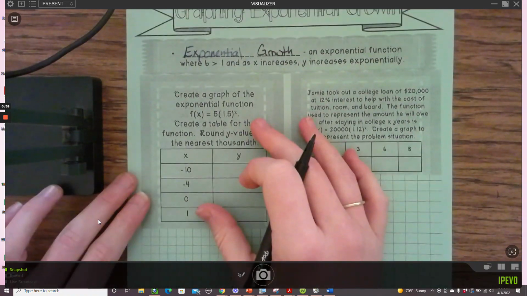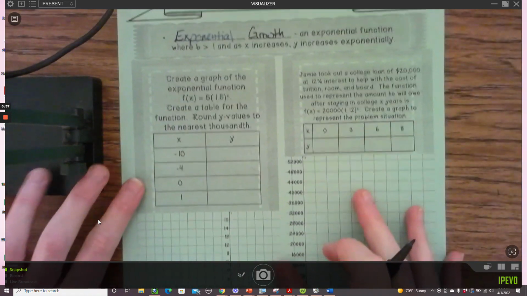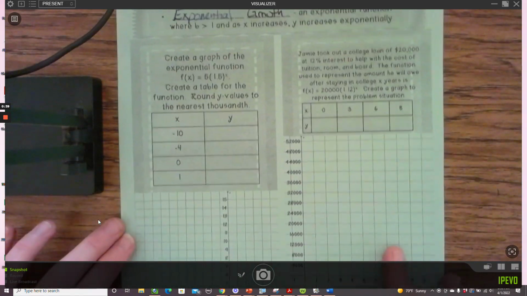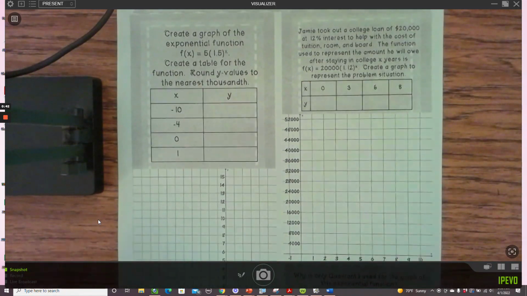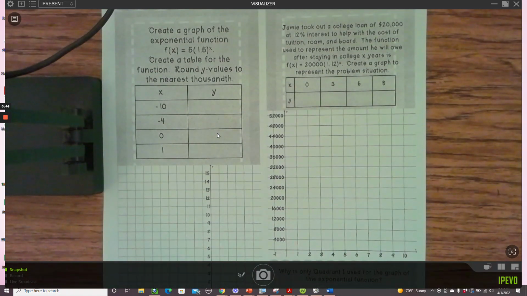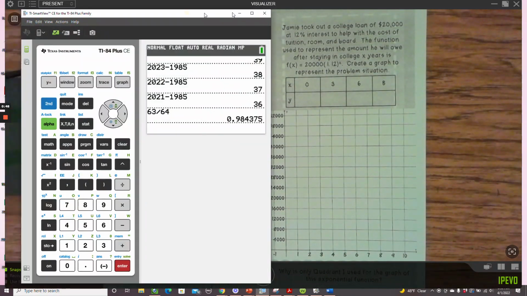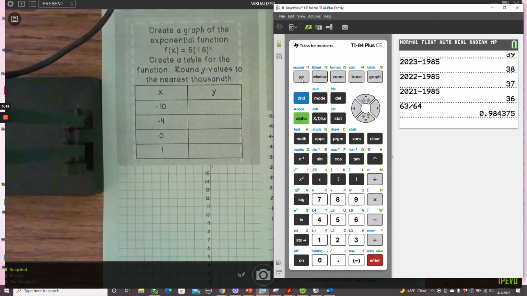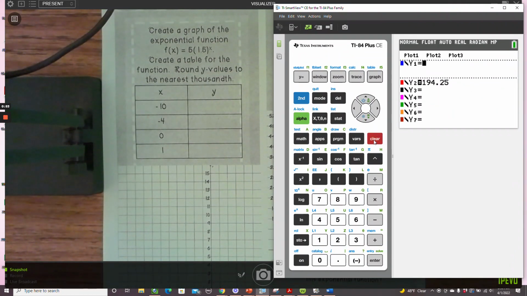So we're going to create a graph of the exponential function f of x equals 5 times 1.5 to the x power. The first thing that we're going to do is create a table for this, and we're going to round our y values to the nearest 1,000. You kind of have to pick a value that you want to round to, because otherwise the decimals do get very long on these. So we're going to do 5 times 1.5, and the exponent key, and then we're going to use the x. And we're just going to go to the table.